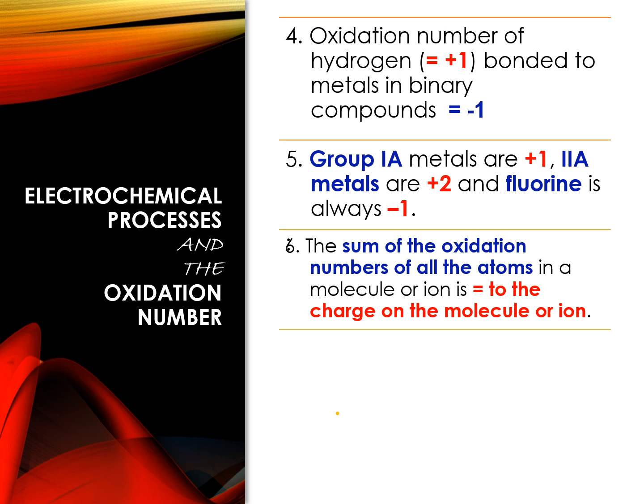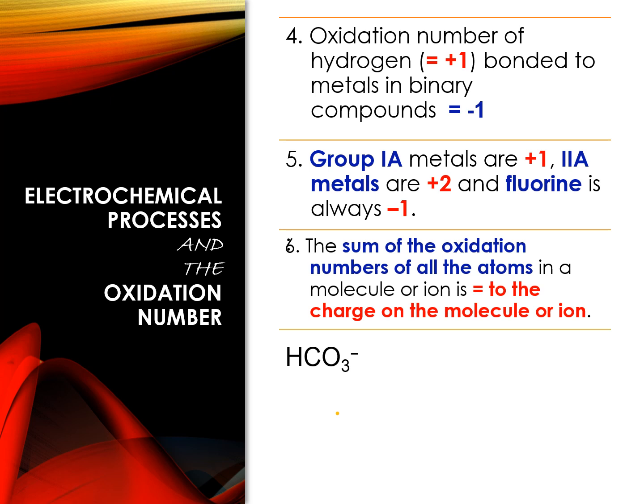And in rule number 6, the sum of oxidation numbers of all atoms in a molecule or ion is equal to the charge on the molecule or ion. And we can use this rule to determine the oxidation number of any atom in an ion species. For example, let us inspect the oxidation number of carbon in bicarbonate HCO3 negative.